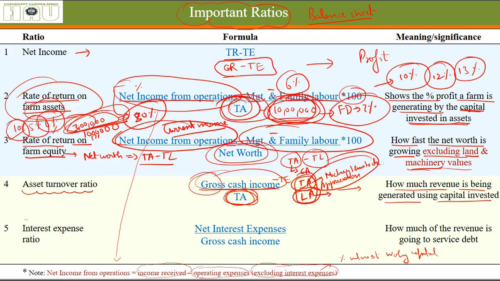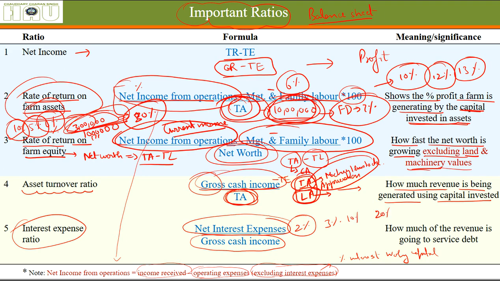Okay, interest expense ratio: out of the gross cash income, that is the total money we are getting in cash without talking about expenses, how much of it is going for payment of interest. Let's say the interest payments are only 2% of the total income, 3%, 10%, 20%. The higher the ratio, that means we are into a lot of debt, and whatever money we are getting, we are using it for servicing our debt. Servicing our debt, that means repayment of our debt.